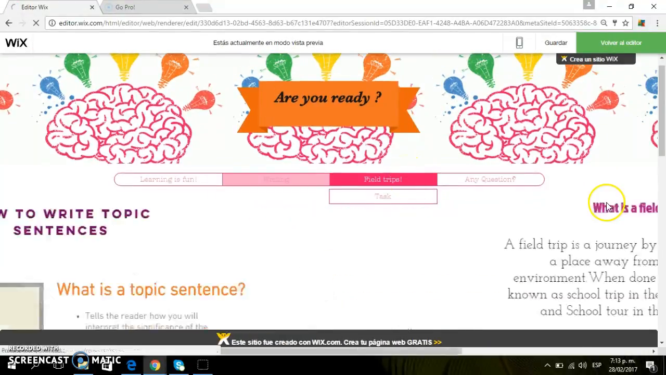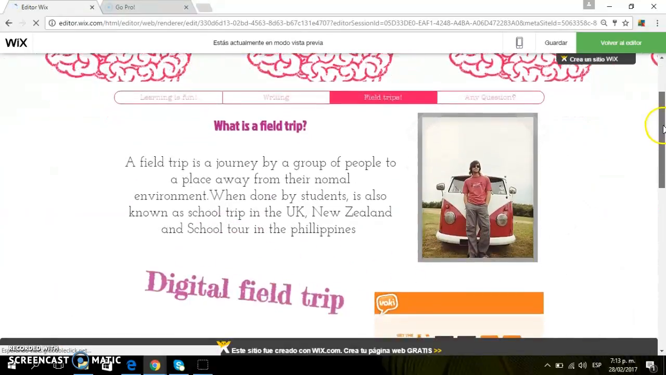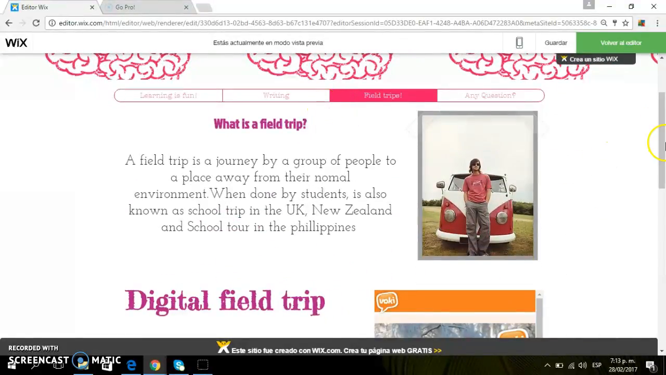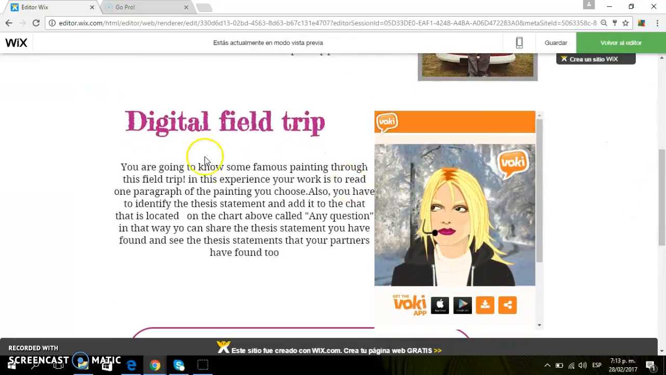And here I have the field trip, where I explain what a field trip is. I have the instructions here because they are going to do a digital field trip in order to look for examples of topic sentences and thesis statements. Here I have a Voki who is going to talk for me and give the instructions. However, I wrote the instructions here in case the students don't understand or it is not clear.